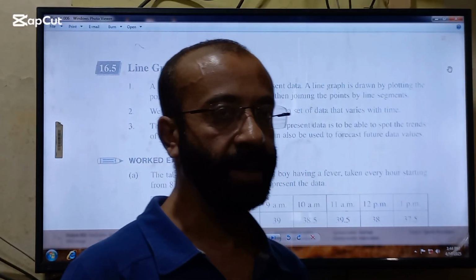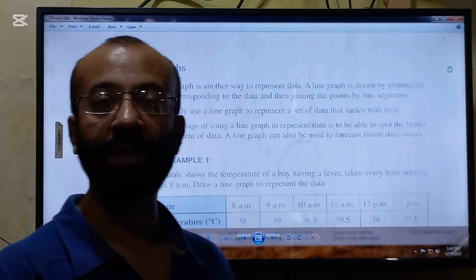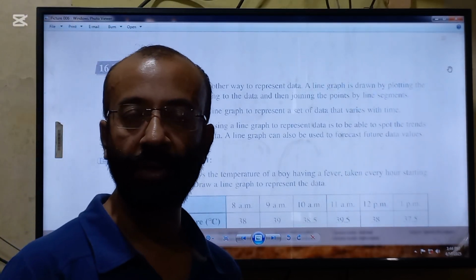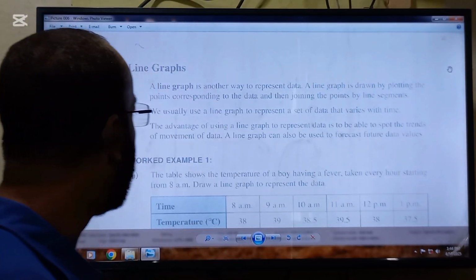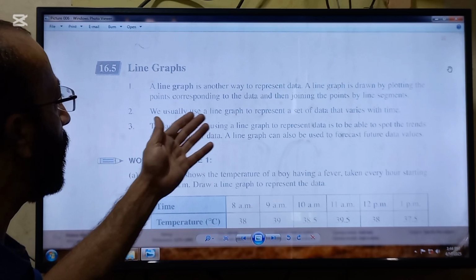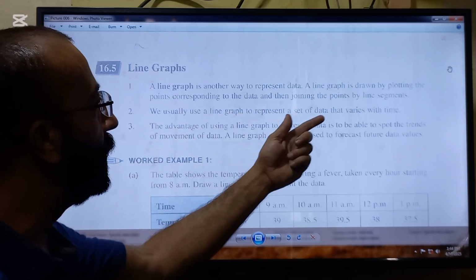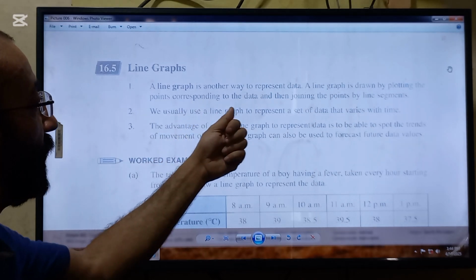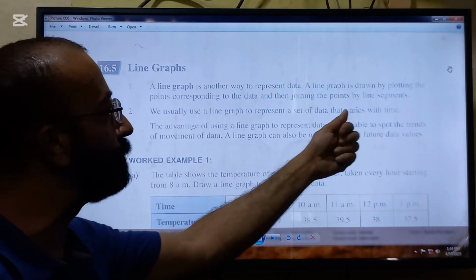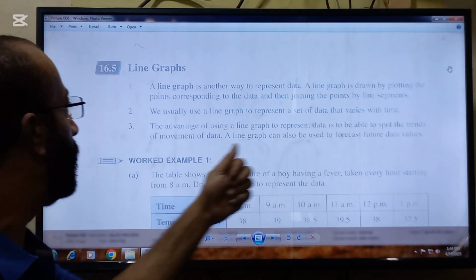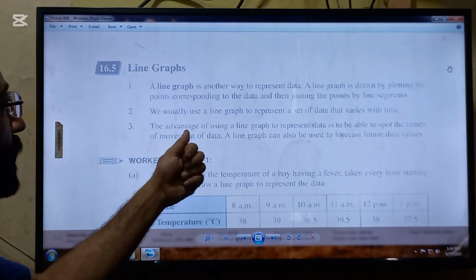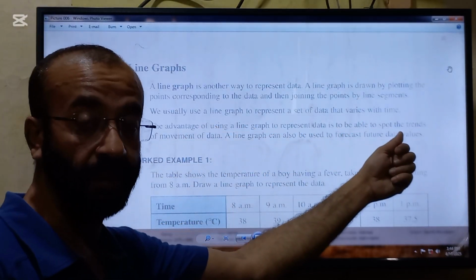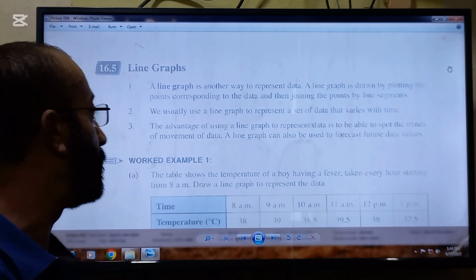The next topic in statistics is line graphs. The points to remember and understand are: number one, a line graph is another way to represent data. A line graph is drawn by plotting the points corresponding to the data and then joining the points by line segments. Second, we usually use a line graph to represent a set of data that varies with time, though not always.